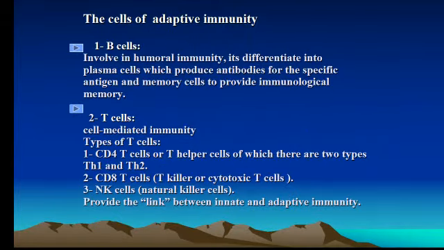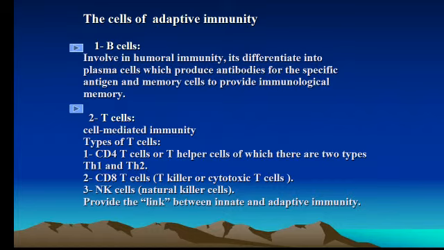B cells differentiate into plasma cells, which produce antibodies for the specific antigen. Here we have humoral immunity, where B cells differentiate into plasma cells. Plasma cells produce antibodies for the specific antigen, and memory cells provide immunological memory.